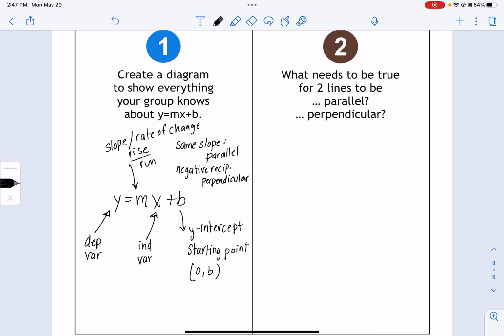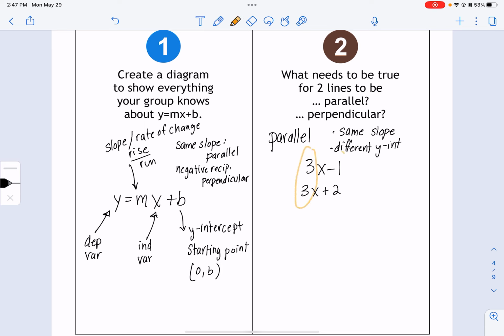So what needs to be true for two lines to be parallel and perpendicular? I kind of already said that. Parallel is same slope. More specifically, it's also a different y-intercept, because if they have the same slope and the same y-intercept, it's actually the same line. So for example, 3x minus 1 and 3x plus 2 are two parallel lines because they have the same slope, different y-intercept, okay?